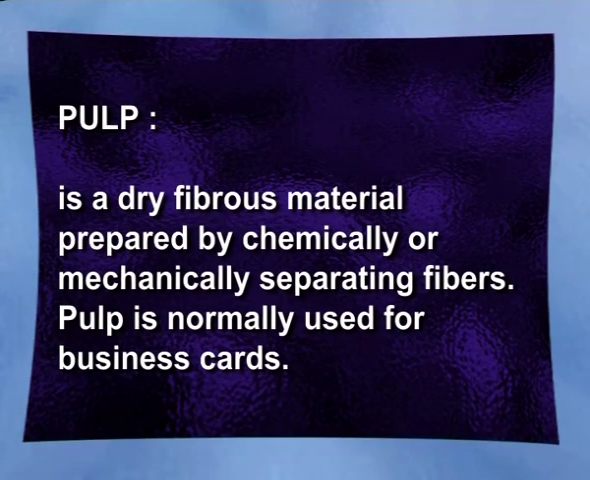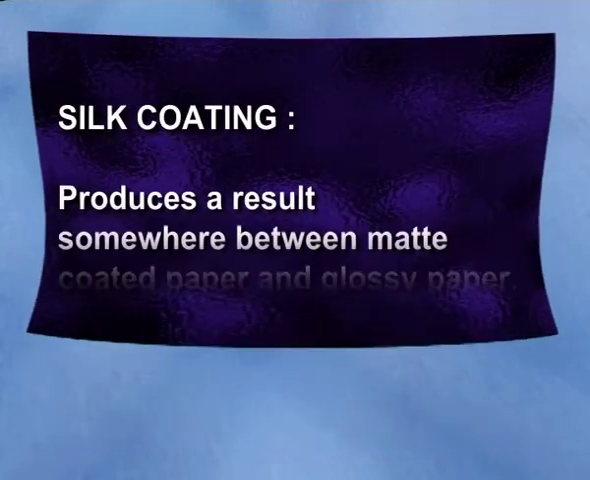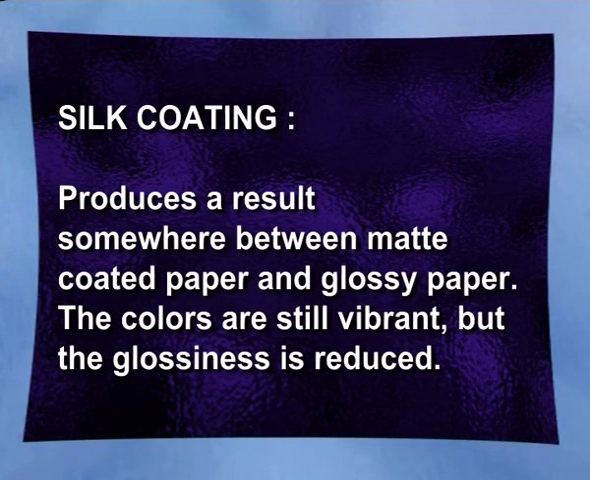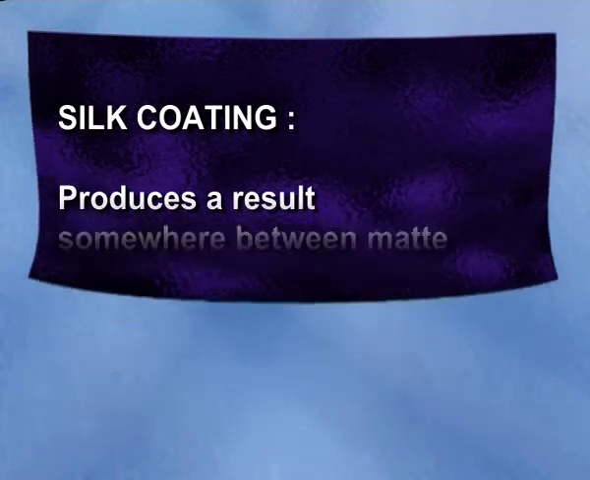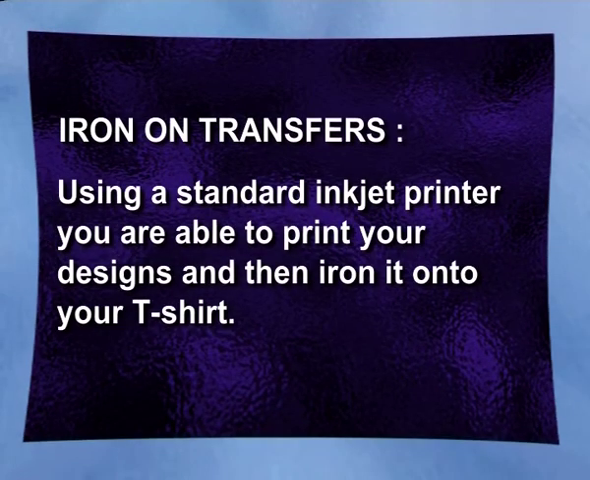Pulp is a dry, fibrous material prepared by chemically or mechanically separating fibers. Pulp is normally used for business cards. Silk coating produces a result somewhere between matte coated paper and glossy paper. The colors are still vibrant, but the glossiness is reduced. Iron on transfers. Using a standard inkjet printer, you are able to print your designs and then iron it onto your t-shirt.